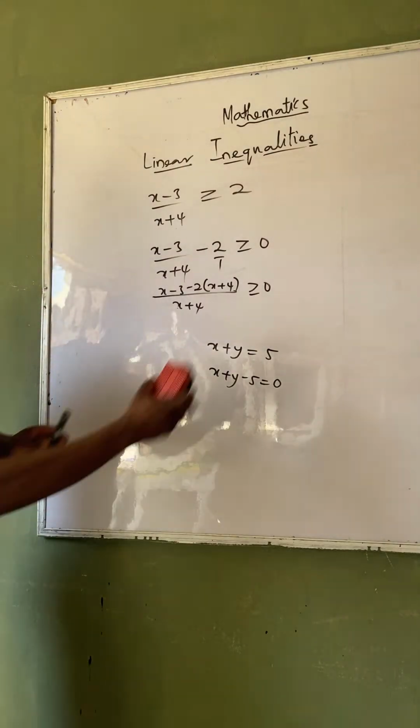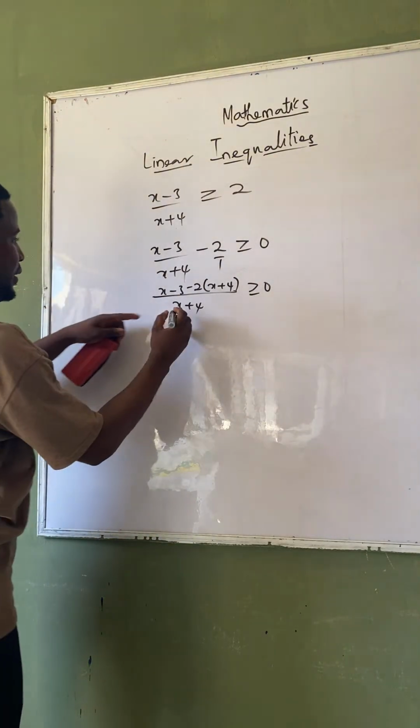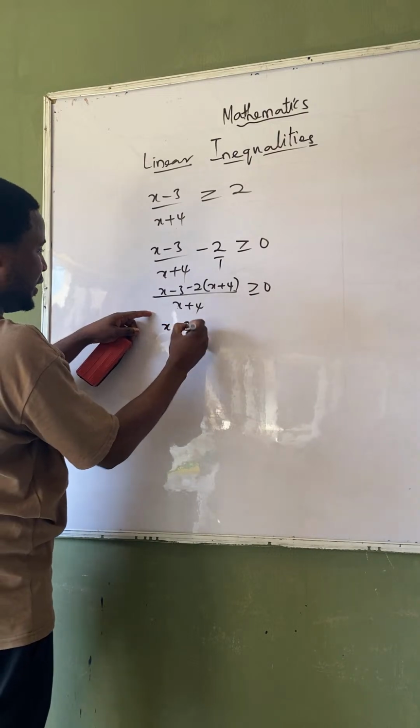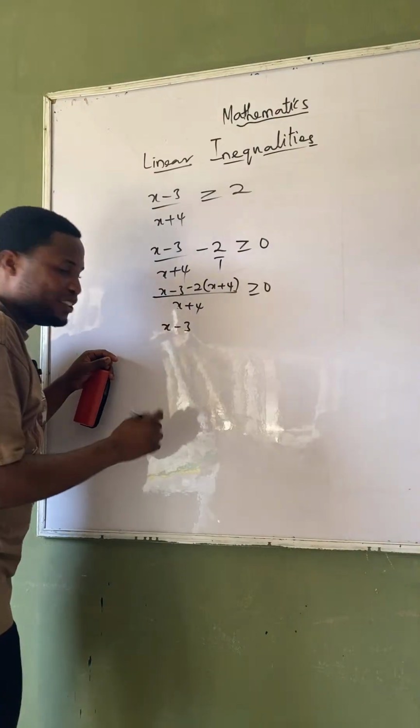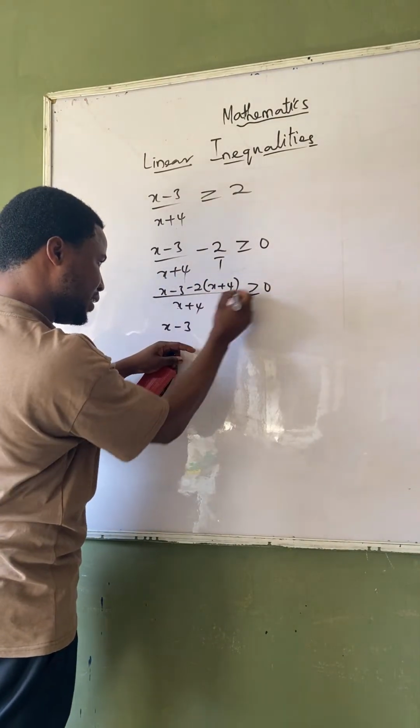All right. So that gives me, now remove the brackets, x minus 3 first. Don't say minus 3 minus 2. I don't know, that's wrong. So settle this first.